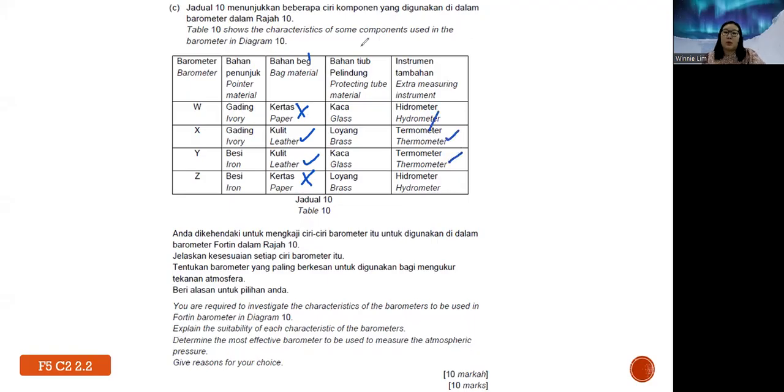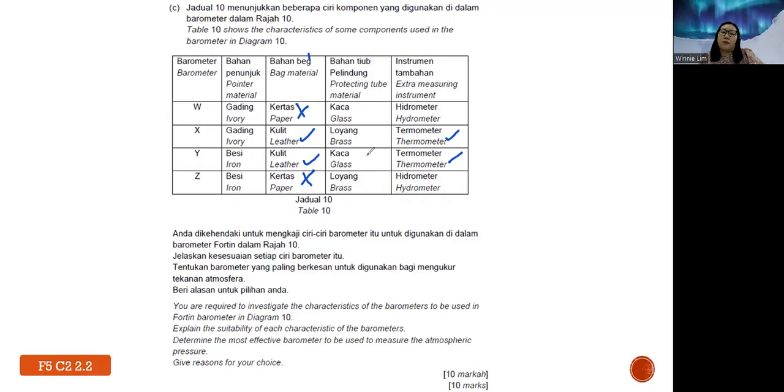Thermometer. Okay, because temperature change also will affect the pressure. But a hydrometer is more towards the buoyancy idea of float and sink, to measure density. So really not linked. Okay, now you have to see the protecting tube of the material as well. So the protecting tube, you protect the things, you know. So should you use brass or glass?